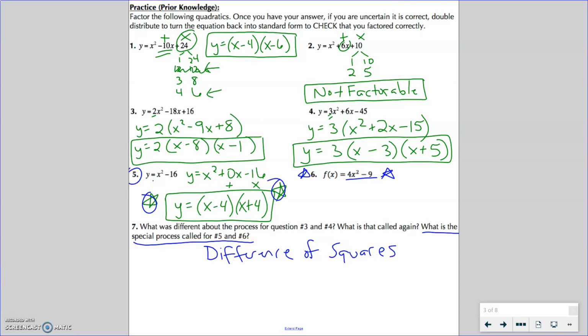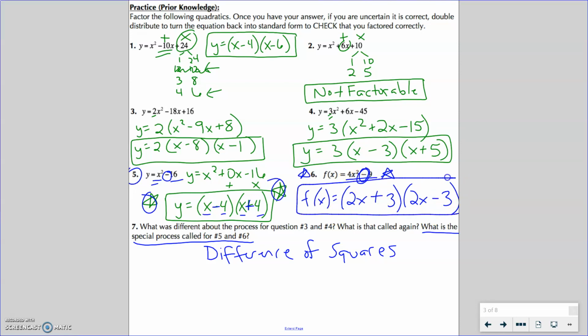I'll show you. X squared is a perfect square because x times x is x squared. So I would put x right here and x right here. 16 is a perfect square because it's 4 times 4. And because it's a difference of squares, because they're being subtracted, I make one of my factors a minus, my other factor a plus. So how that works for number 6, 4x squared is in fact a perfect square of 2x times 2x, right? 2x times 2x is the same thing as 4x squared. 9 is a perfect square because it's 3 times 3. And because it's a difference of these perfect squares, I'm going to make one of my factors a plus and one of my factors a minus.